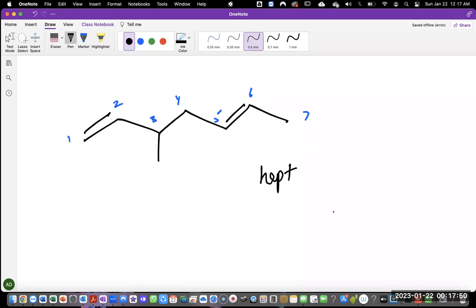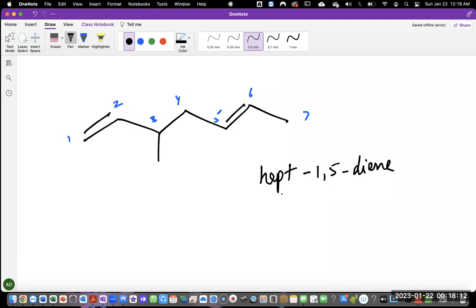Hept means you've got 7 carbons. Now you need to tell where the double bonds are. The double bonds are at position number 1 and position number 5. So it's hept 1,5 diene, because we have 2 double bonds. So you've got to use di, and you need to tell the position of both the double bonds, so 1 and 5.